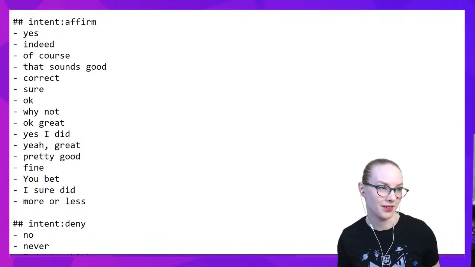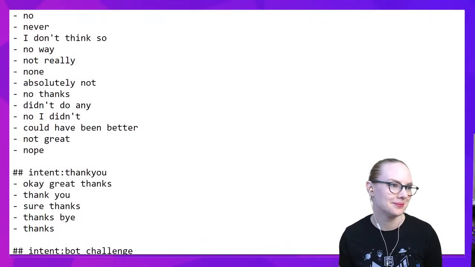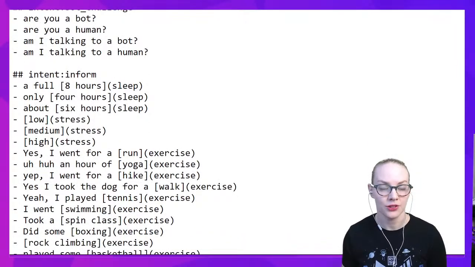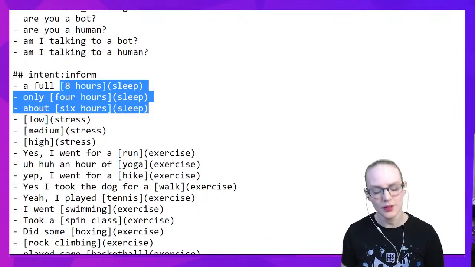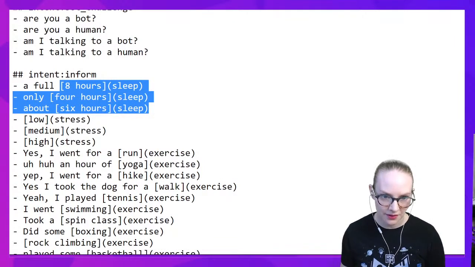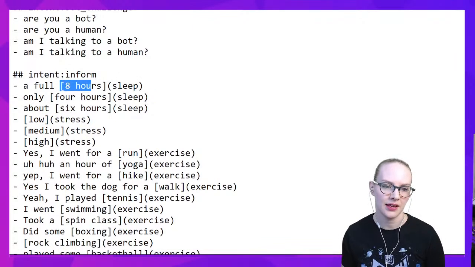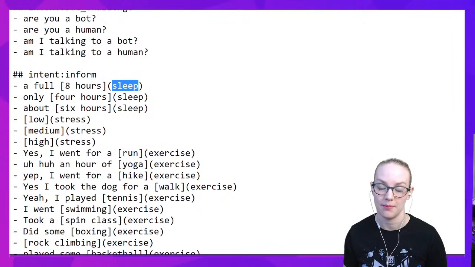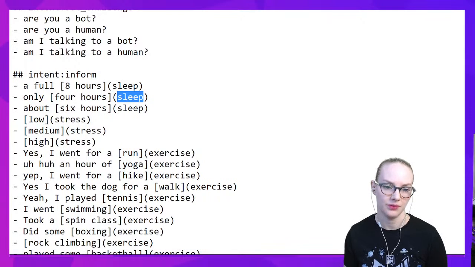And I don't think we need to read through all of the examples here. This is just to give you an idea of what you might do here. Something to note is that we have some examples here of entities. Remember, there were three entities defined in our domain file, and they were sleep, stress, and exercise. Here you can see that 8 hours has been tagged as an example of sleep. This is the amount of sleep that the person has. Here 4 hours has been provided as an example of sleep, and 6 hours.